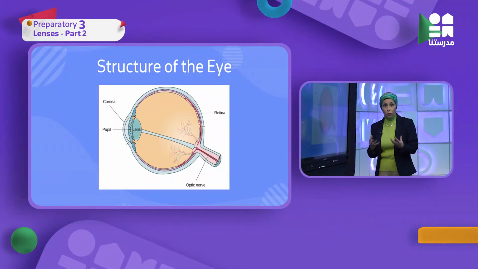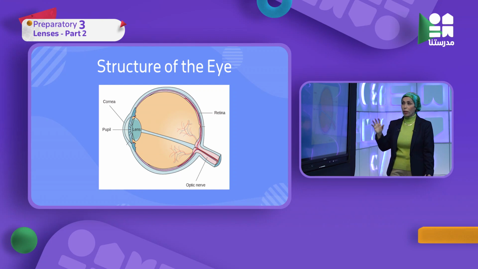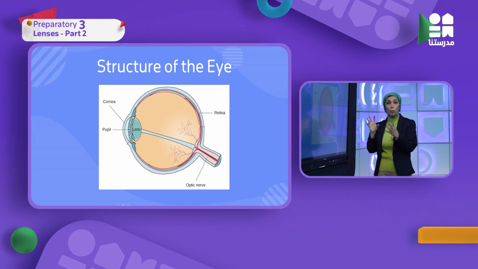Now let's see the structure of the eye. Before starting to know the vision in details, we have to know the structure of our eyes. By the way, it's not that you have to memorize the shape only, you have to know it so we can understand from it how the vision occurs.